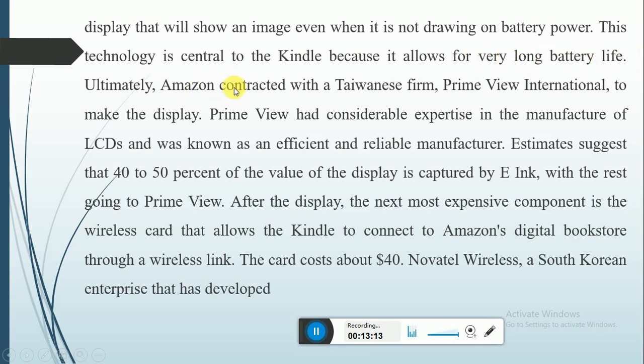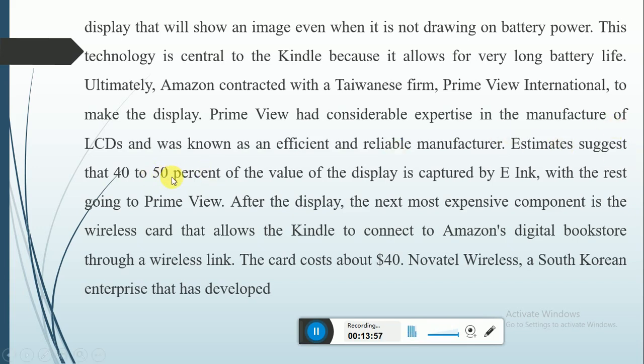So ultimately Amazon contracted with a Taiwanese firm, Prime View International, to make the display. Prime View had considerable expertise in the manufacturing of LCD and was known as efficient and reliable in manufacturing. So imagine, they have designed it in California. They have given the E Ink tiny micro capsule to a company in Cambridge, and the display was costing $60. They have given it to a very big company, Prime View International, which is very good at making LCDs and very reliable in manufacturing, a very good, efficient company. So they have given it to a Taiwanese firm.